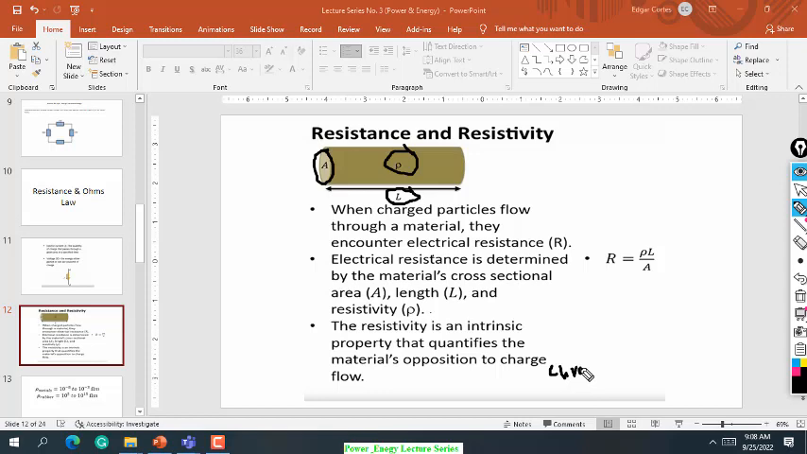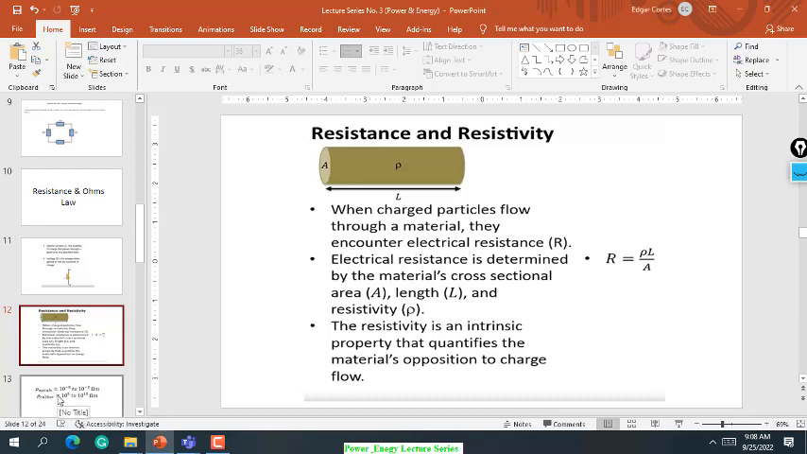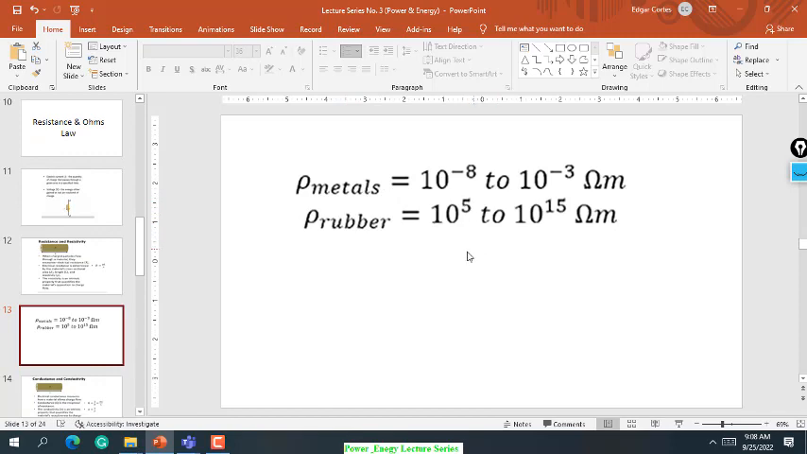This is current. So I have here a sample resistivity of a material. For metals, generally, it is 10 to the negative 8 to 10 to the negative 3 ohm meter. For rubber, it is 10 to the plus 5 to 10 to the plus 15 ohm meter. That is the unit of resistivity, or rho. This symbol is rho, a Greek letter.